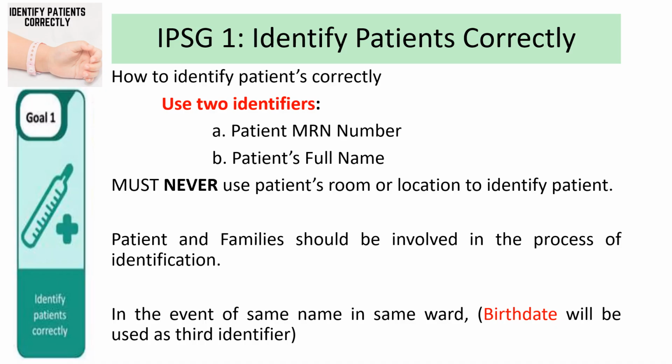How to identify patients correctly? Use two identifiers: patient MRN number, patient's full name. Must never use patient's room or location to identify patient. Patient and family should be involved in the process of identification. In the event of same name in same ward, birthday will be used as third identifier.